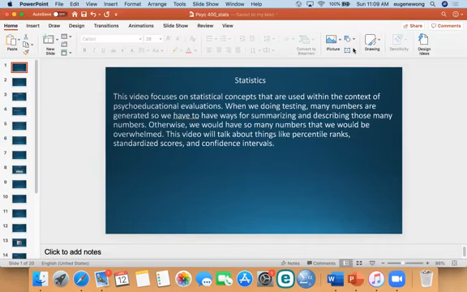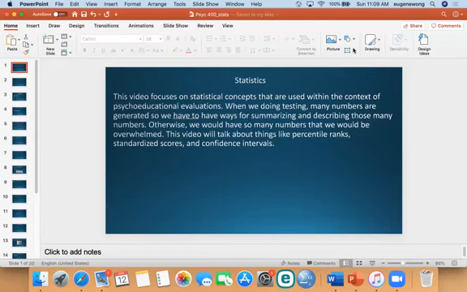One of the things that we have to do here is to run through some statistical ideas, because when we do testing, we generate lots and lots of numbers. And we have to have some way of summarizing and describing those numbers. Otherwise, we would just be overwhelmed by the sheer number of numbers that we get. So in this video, we'll talk about things like percentile ranks, standardized scores, confidence intervals, standard error of measurement, etc. These are all things that are going to come back up as we start talking about testing, as we move through the quarter.